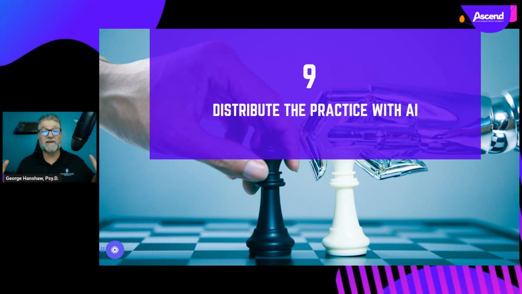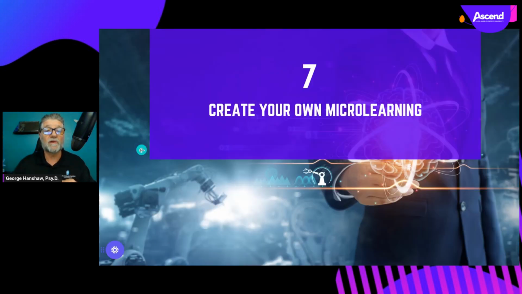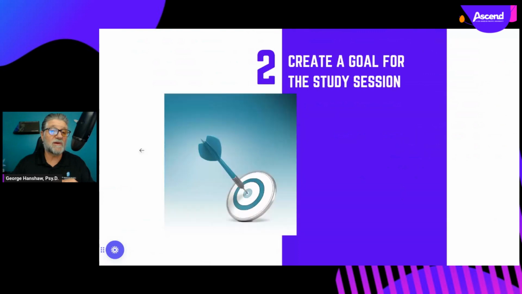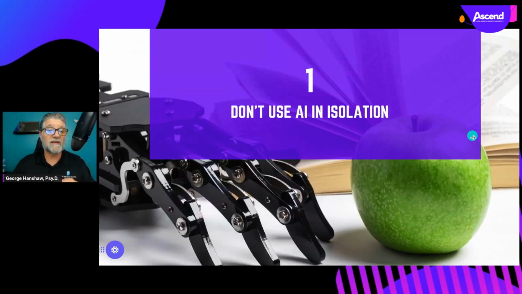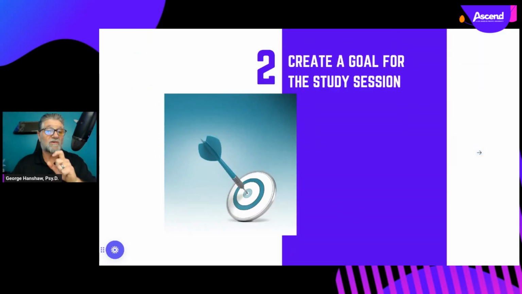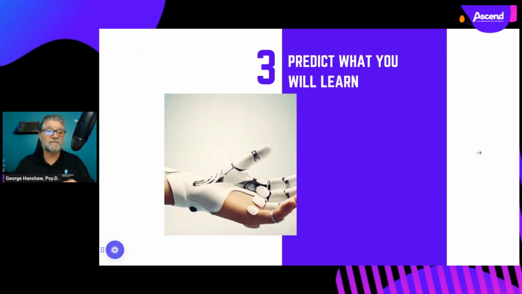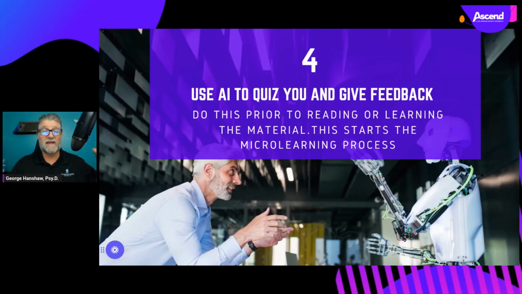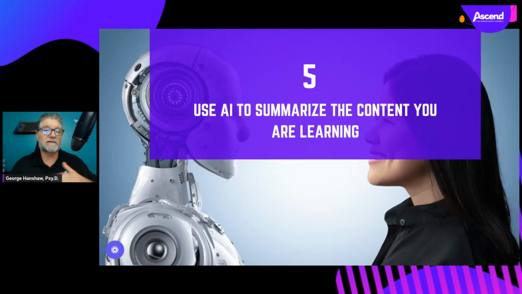So I hope this was helpful. These are the 9 steps. Let's run through them really quickly, just as a quick summary. Don't use AI in isolation. Create a goal for the study session. Predict what you're going to learn. Use AI to quiz you and give you feedback. That creates that microlearning right now before you even know. So you're learning even as you're preparing to learn.